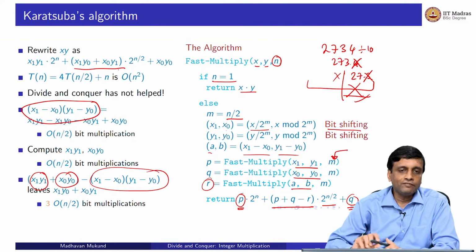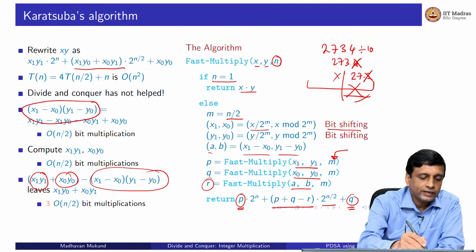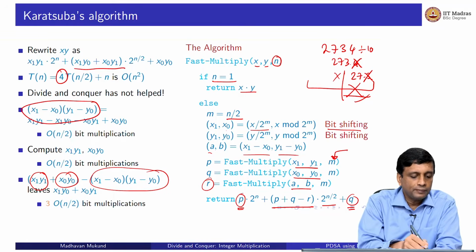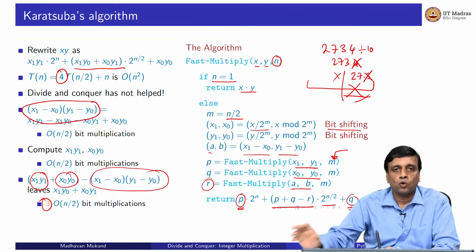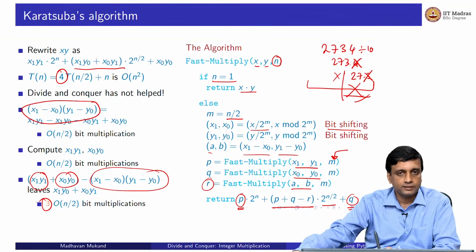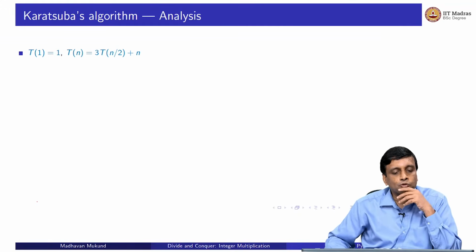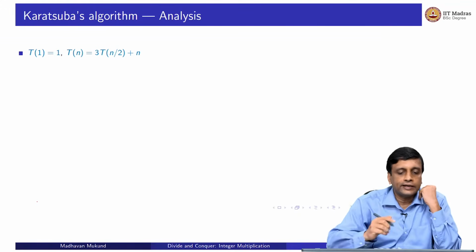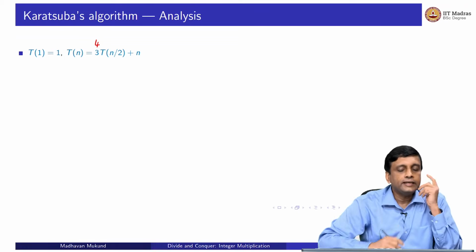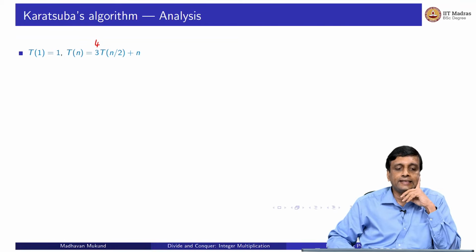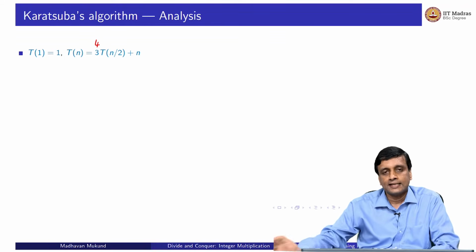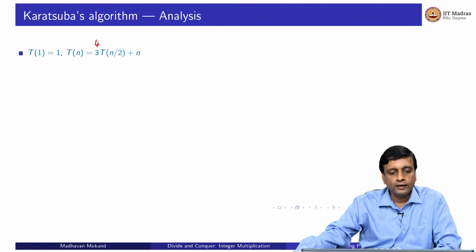So, what we have effectively achieved is that we have taken this 4 and made it 3. So, the question is, what does that buy us in terms of complexity? Let us try to analyze Karatsuba's algorithm. Unlike our naive thing which had 4 t n by 2 plus n, we have 3 t n by 2 plus n. So, the base case as always is when I have 1 bit it is 1, but when I have n bits it is 3 times t of n by 2 plus n.